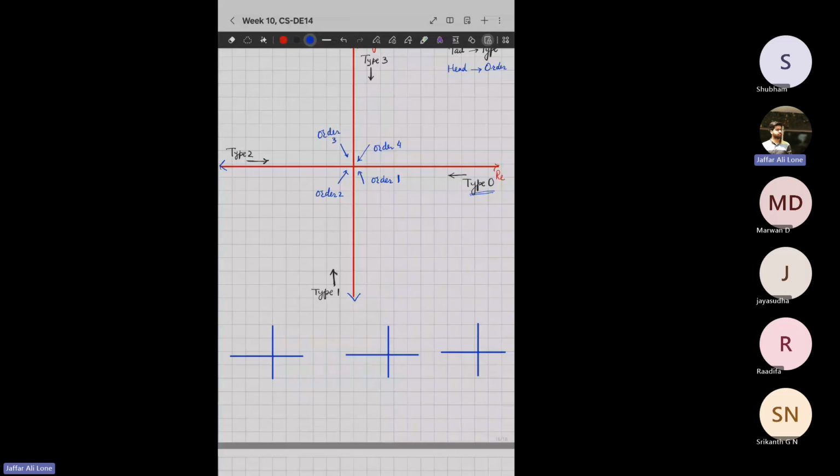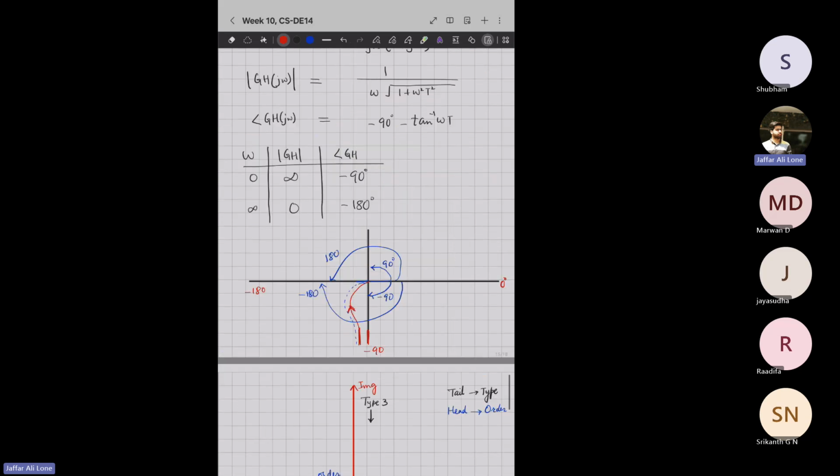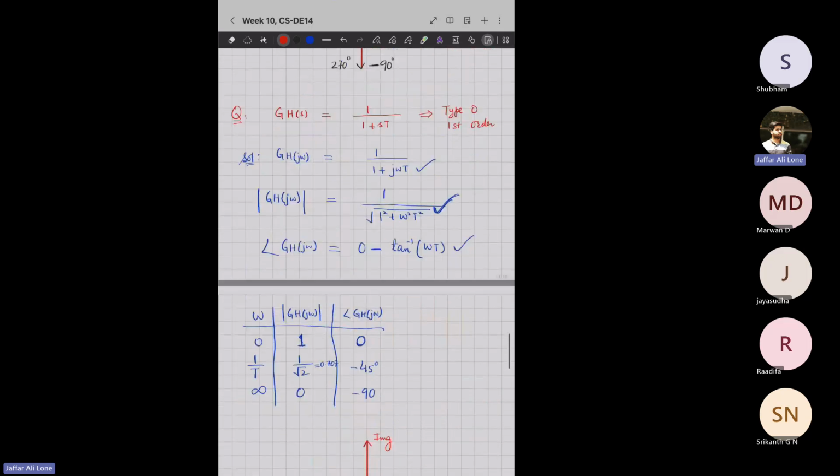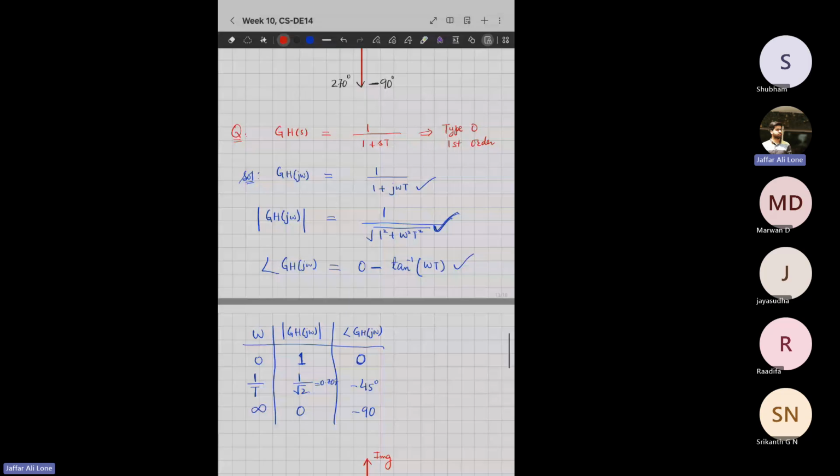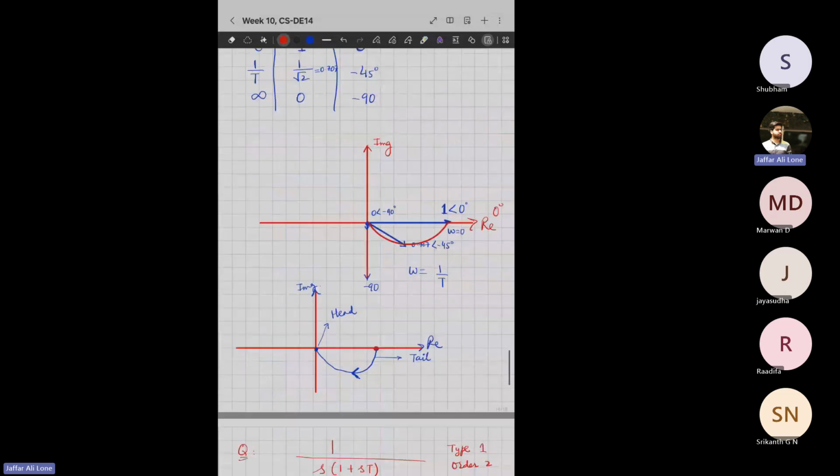Now see, if I have type 0, order 1, so my polar plot will start from here and converge here. That's what I said. Type 0, you start here and converge here. This is the direction of the arrow. This is what we found here. So I had a type 0 and order 1 system, and we got a polar plot of this form.